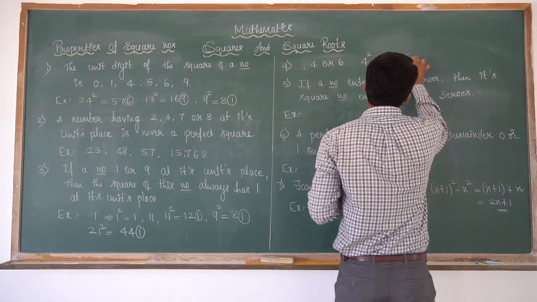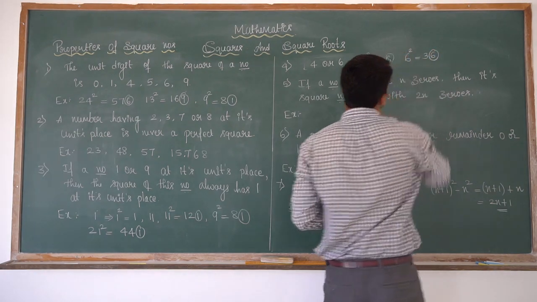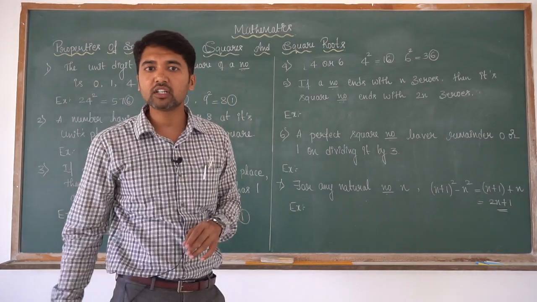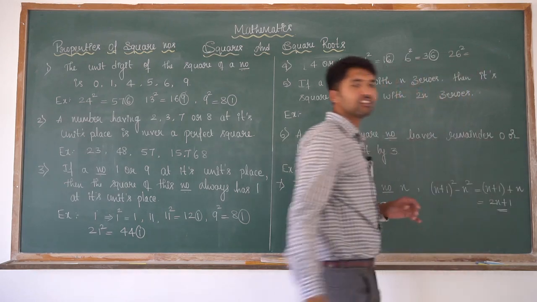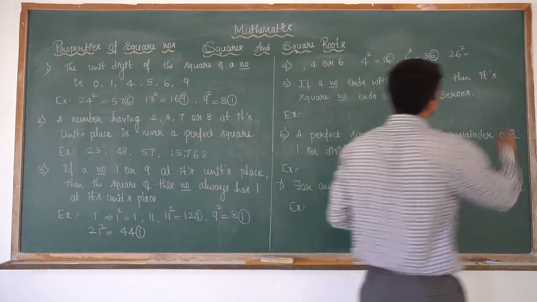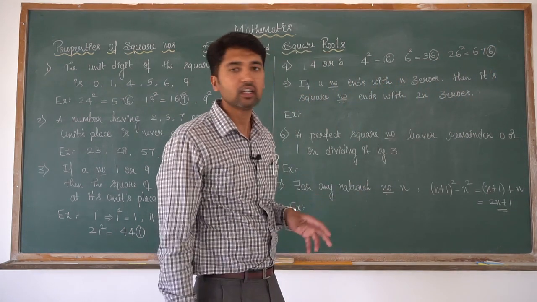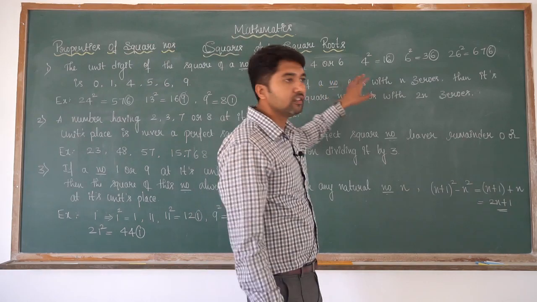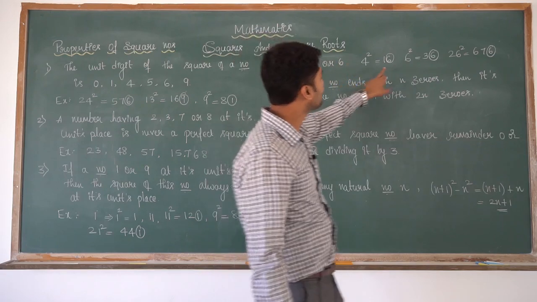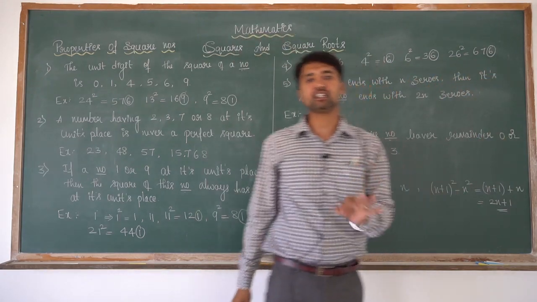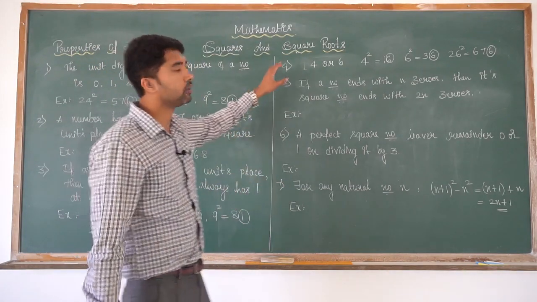Then 6 square is equal to 36. 6 is in the unit digit. Then 26 square is 676. 6 is in the unit digit. Like this, if a number has 4 or 6 in its unit digit, then the square of that number also will have 6 at its unit digit. This is the property. Okay, this is property number 4.